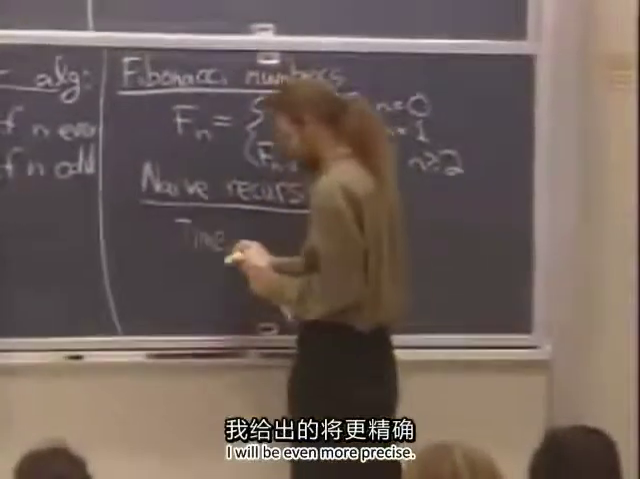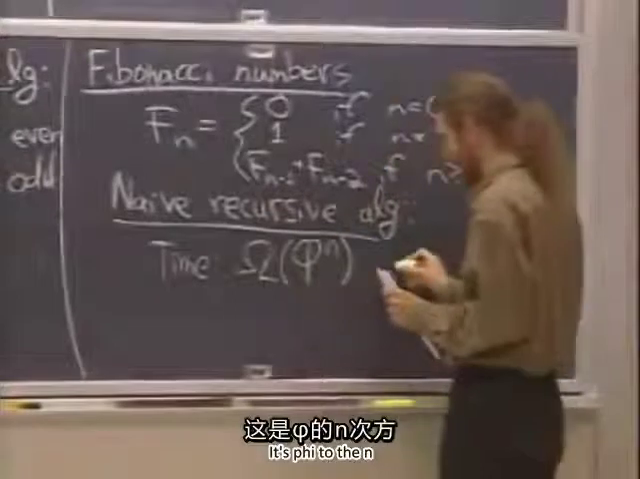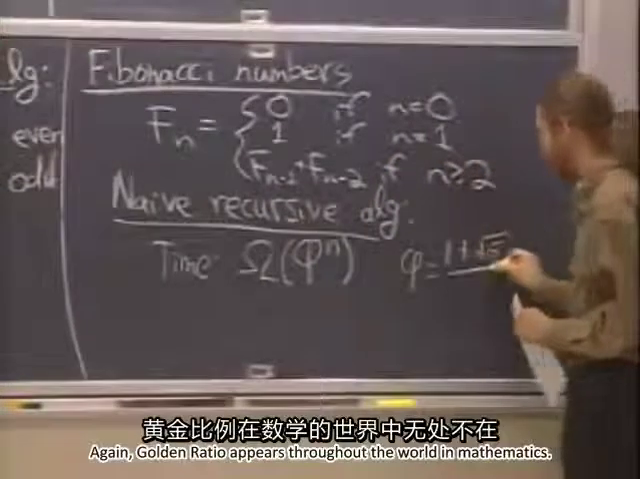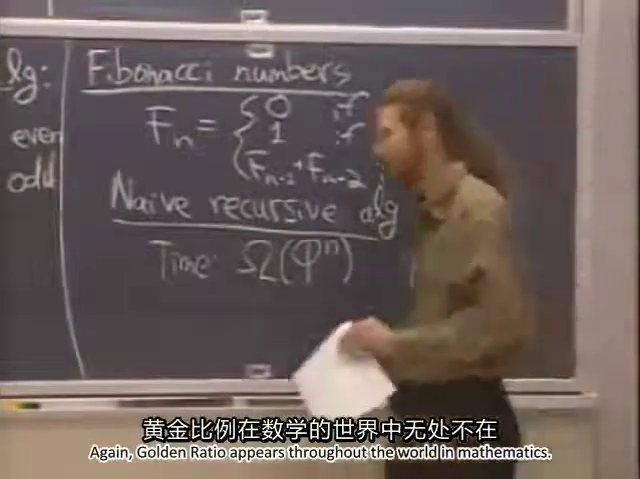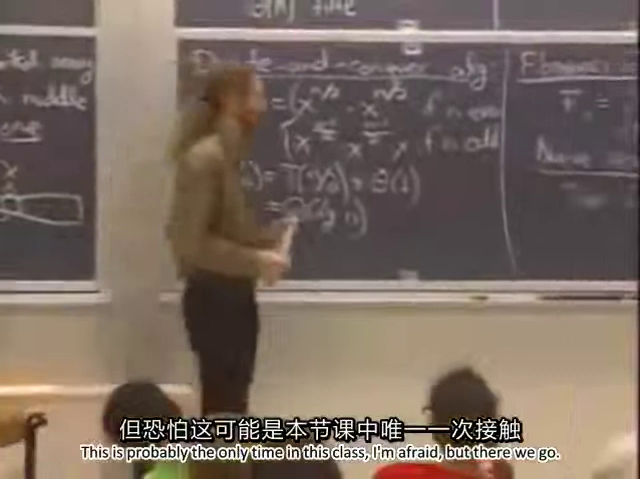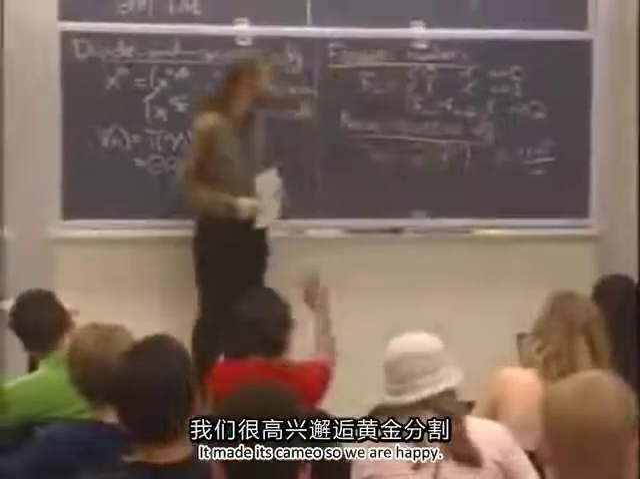I'll be even more precise. Maybe you haven't seen this analysis before. It's phi to the n, where phi is the golden ratio. Again, the golden ratio appears throughout the world in mathematics, but this is probably the only time in this class, I'm afraid. But there we go. It made its cameo, so we're happy.